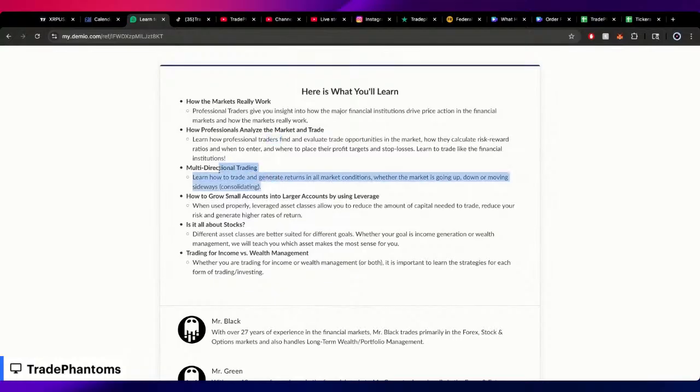How to trade in all market conditions, whether the market is bullish, bearish, or consolidating. How to use leverage properly. Leverage is really, really important, guys, especially if you're trading for income generation. So learning how to use leverage is fundamental to trading, right? Leverage allows you to reduce the amount of capital you trade with, reduce your risk, and actually generate higher rates of return. Literally risking less money to make more profit.